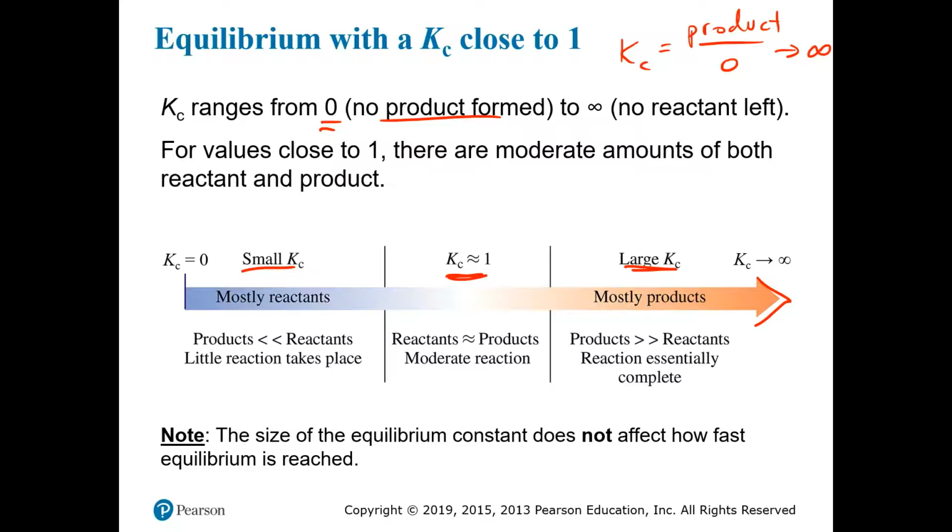One more thing to note is that the size of the equilibrium constant has no bearing on how fast equilibrium is reached. The rate of a reaction tells you how fast equilibrium is reached, or can be used to figure out how fast equilibrium is reached, but Kc itself doesn't tell you that.